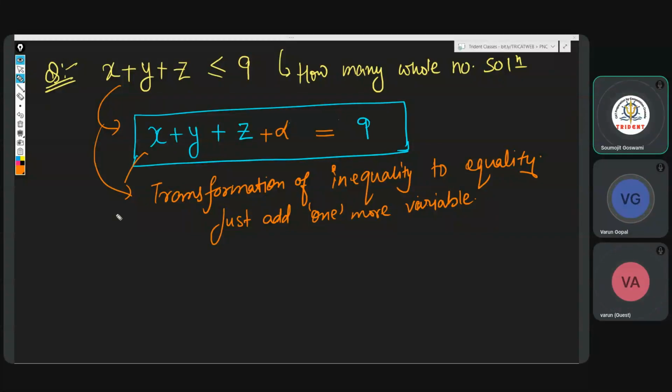Now tell me the answer quickly. 9 plus 3 is 12. 12C3. You said 13 and all. 12C3. Take a screenshot. Done.